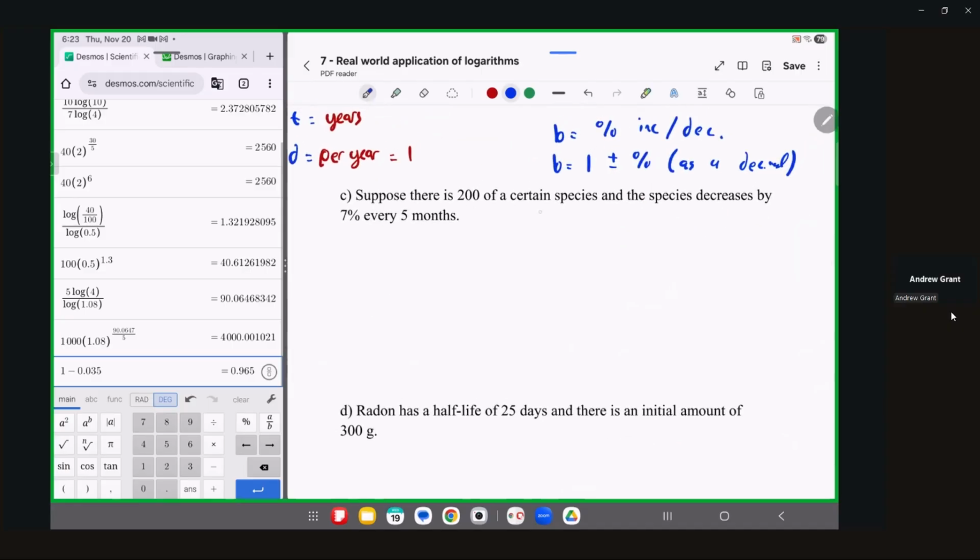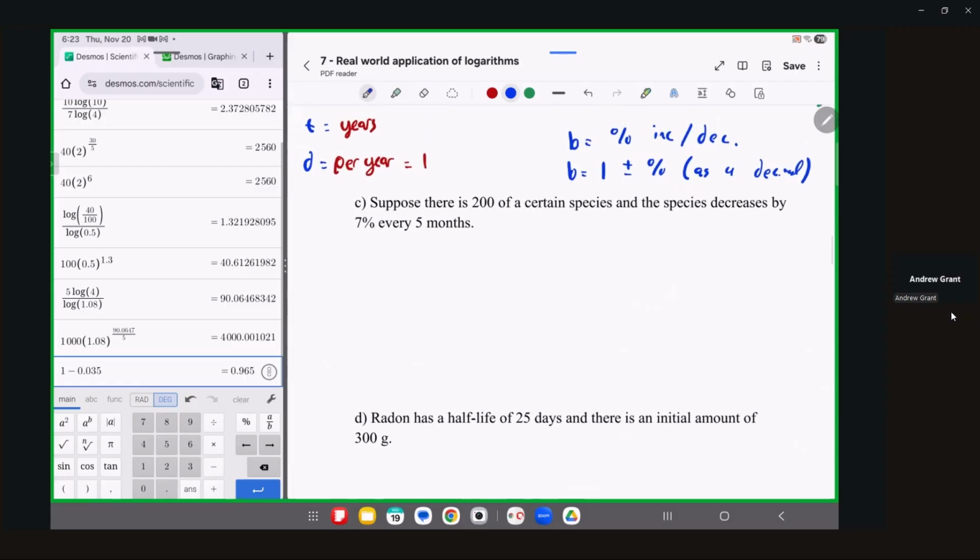Suppose there's 200 of a certain species, and this species decreases by 7% every 5 months. Okay, sounds good. Let's have a look. So capital P will be equal to P naught times B to the power of T over D. So P appears to be your species. P sub 0 is the initial amount, so that's going to be 200. We have our base, our T, and our D.